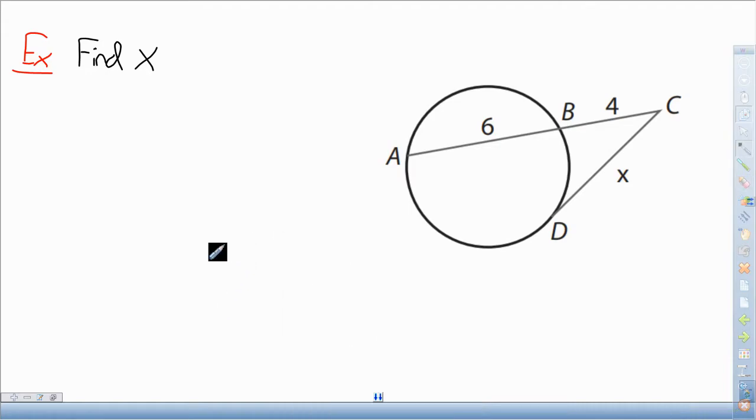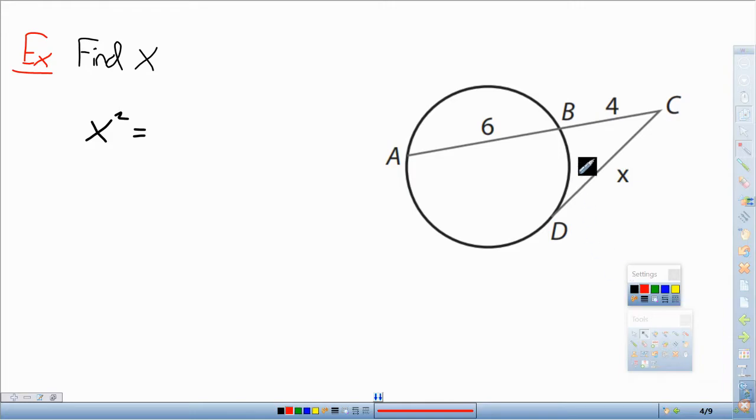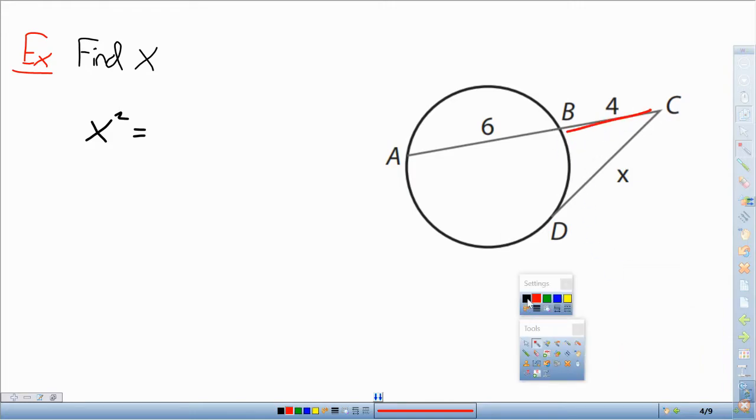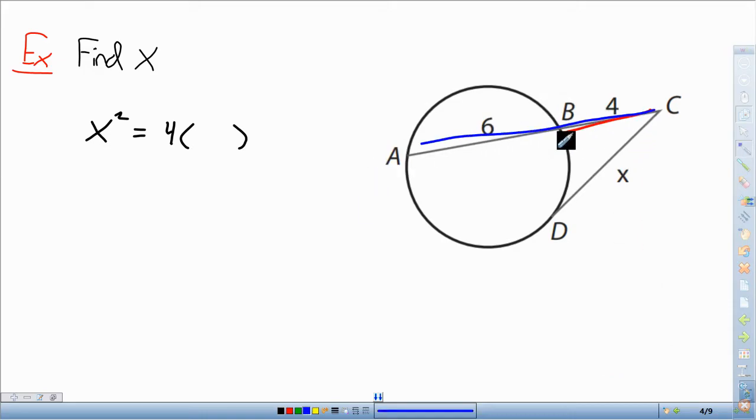Okay, so on this one, what I notice is my tangent line, which is where I'm going to start again, is where my variable is. Okay, so again, we square our tangent line. So we're going to do x squared. On the other side, we're doing our rule with our secant line, the outer segment, which is 4, times the entire secant line, which is 6 plus 4.